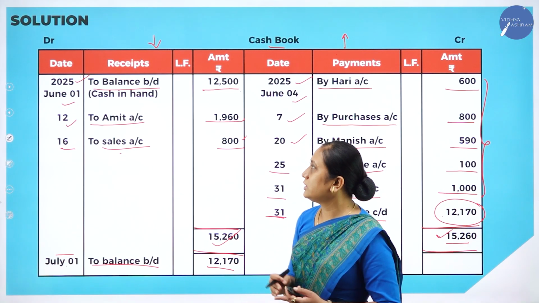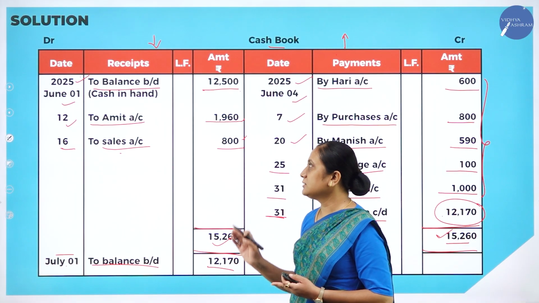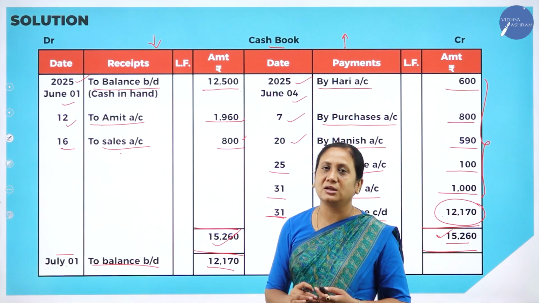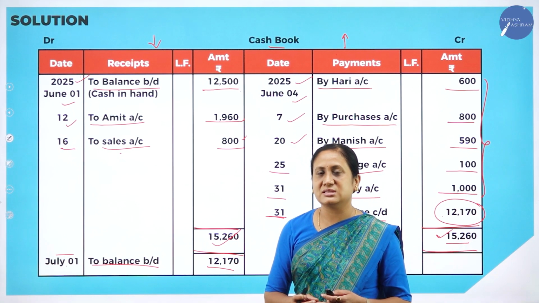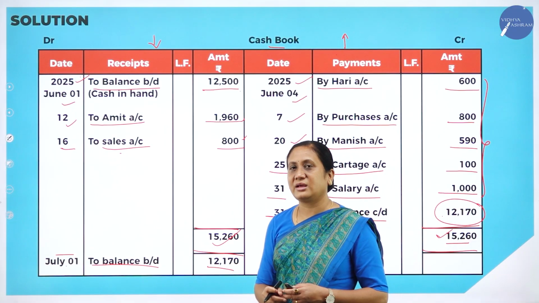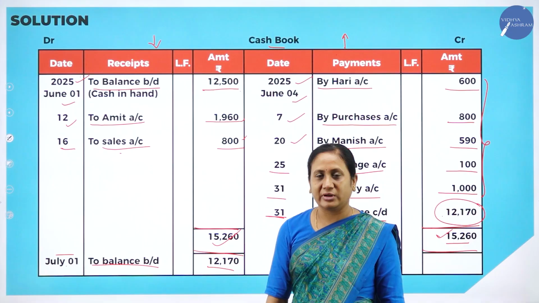So it is a very easy problem. I hope you have understood this. This is how you have to make the columns and prepare the single column cash book. It is very easy. Please practice, students. Practice several times. These types of questions can be asked for 6 marks in your examination.